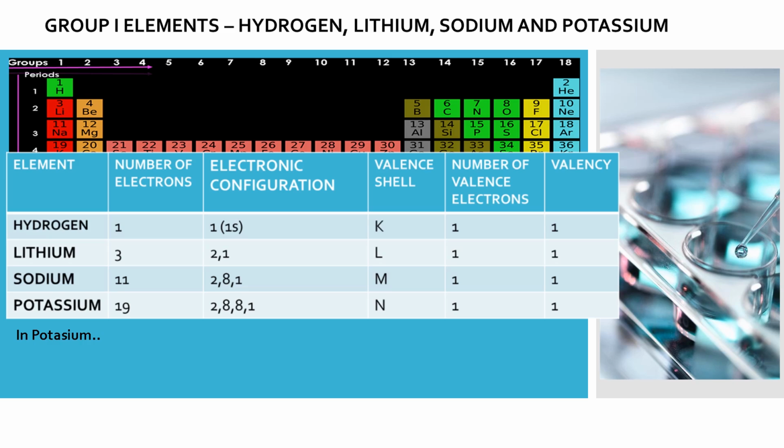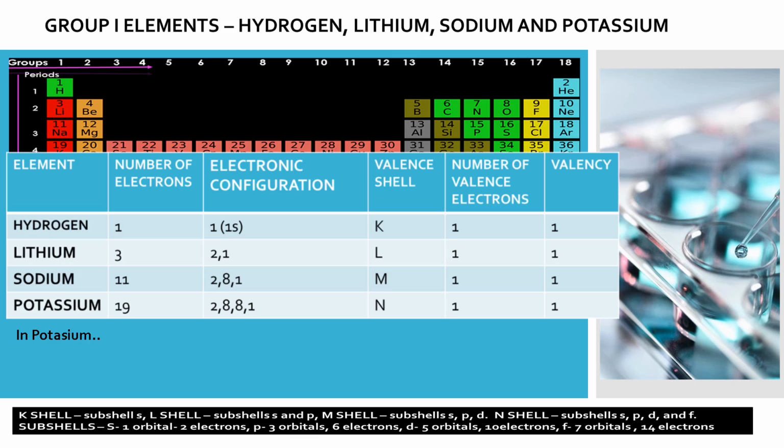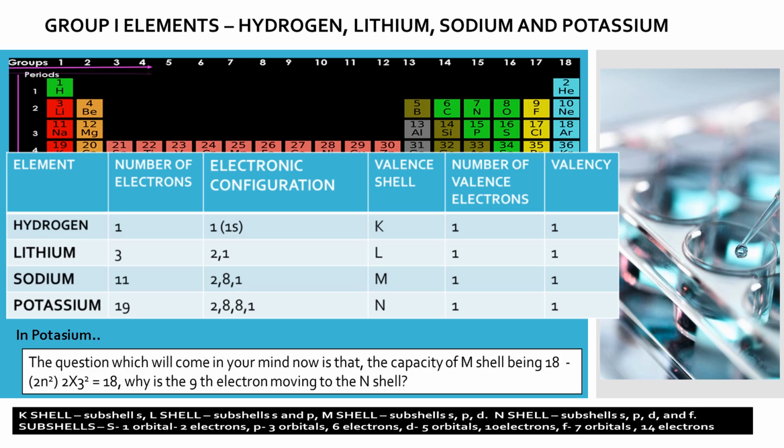Now, if you look at potassium, you will be wondering about it. 19 electrons are there. 2 are arranged in K shell, then 8 is arranged in L shell, then 8 is arranged in M shell. Then why does the last electron go to N shell? M shell has a capacity of 18. So why does it go to N shell? This may be a doubt which may be coming in your mind.